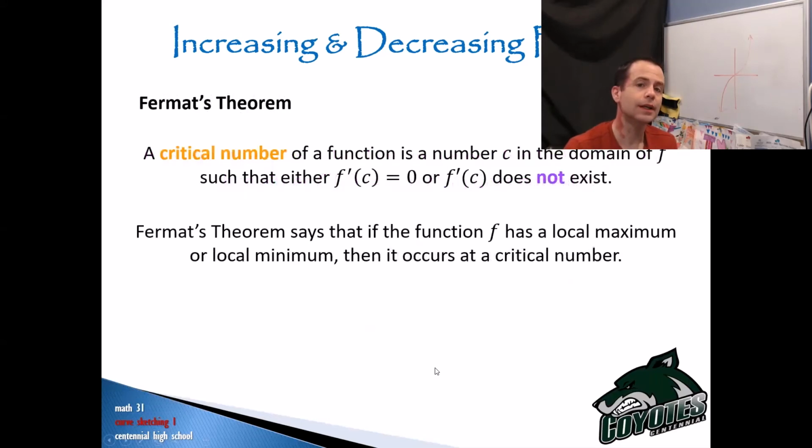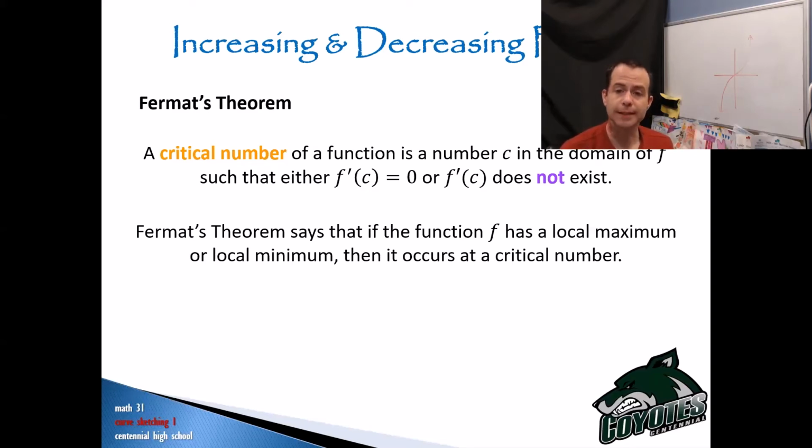Okay, so this deals with something called critical numbers then. A critical number of a function is a number c in the domain of f such that the derivative of f at c equals 0 or the derivative of f at c does not exist. Essentially all the numbers that we use for Fermat's theorem are called critical numbers. So the very first thing we need to do is find the critical numbers. And the critical numbers, again, are where the derivative equals 0 or the derivative doesn't exist.